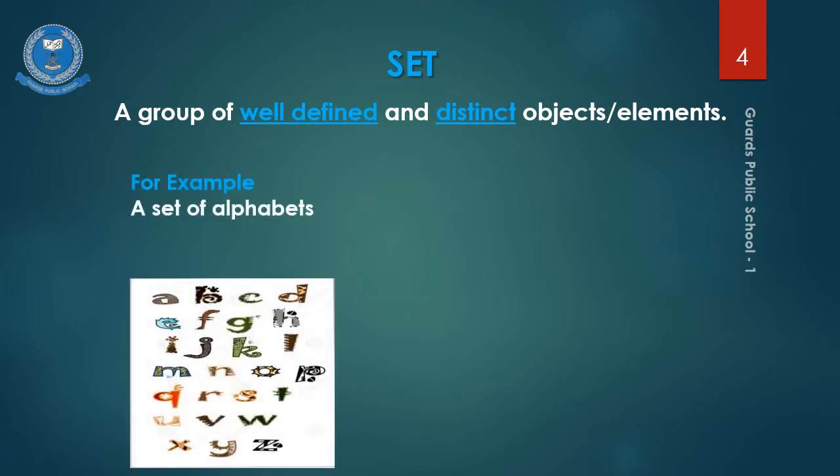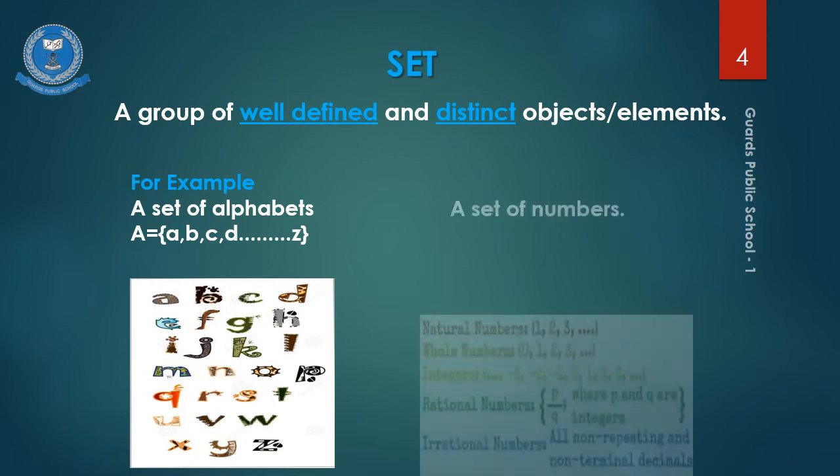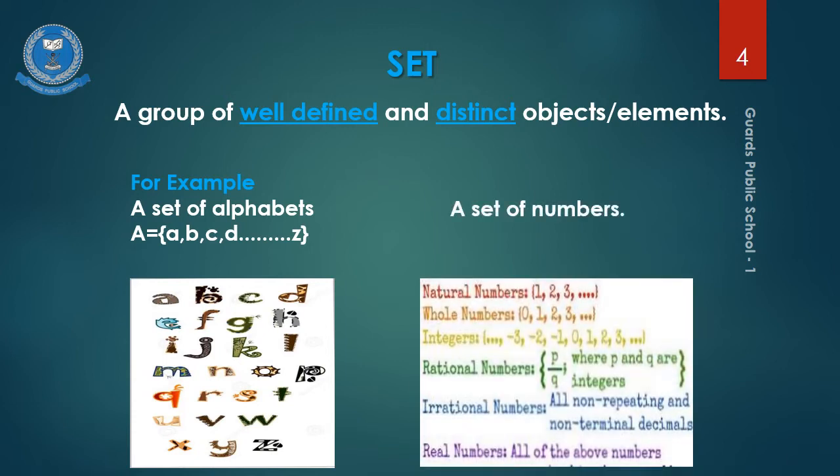When we say a set of alphabets, it means we have defined a set, that is a set of alphabets, and all the alphabets in this set are distinct from each other. Likewise, we have a set of numbers and different sets of numbers like the natural numbers, whole numbers, integers and so on.